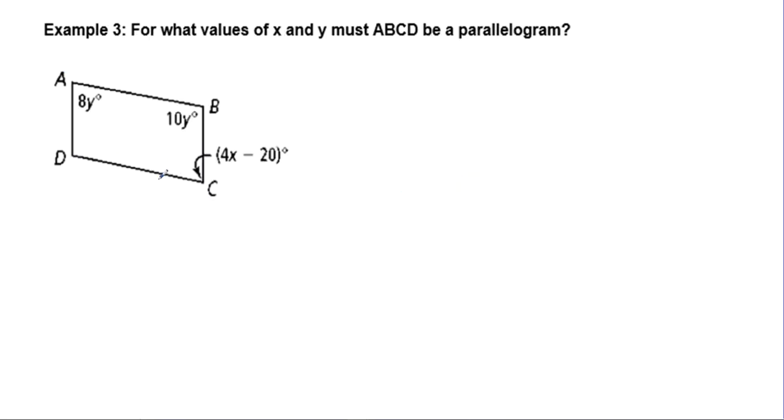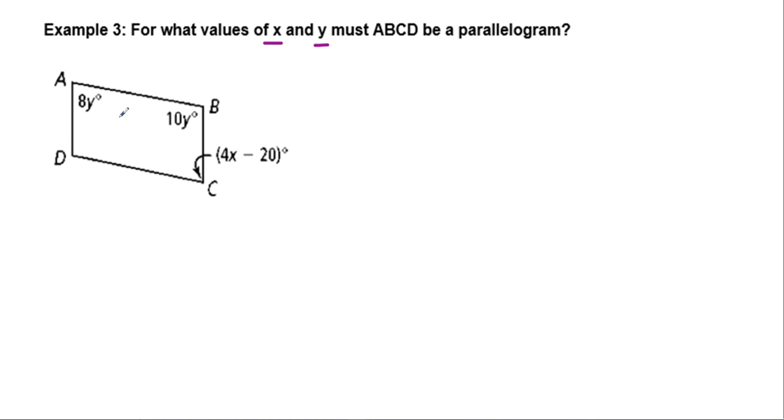Moving on. So here we need to prove that it's a parallelogram by determining what x and y must equal for it to be a parallelogram. Well, we go through and run our definitions again. Consecutive angles have to be supplemental, and opposite angles have to be equal. I don't want to do 4x minus 20 is equal to 8y.